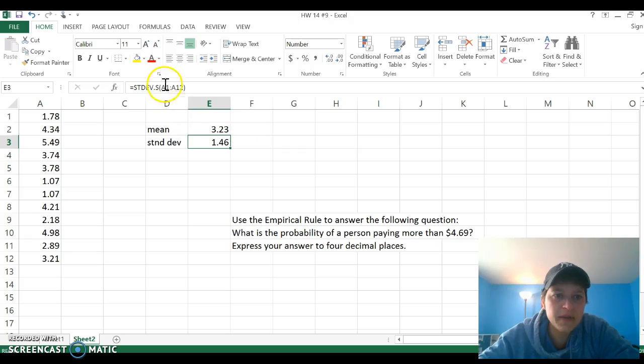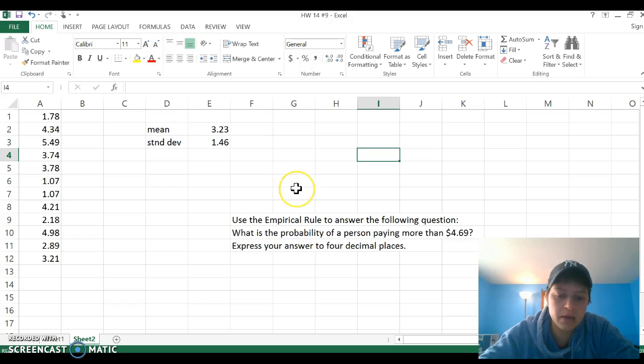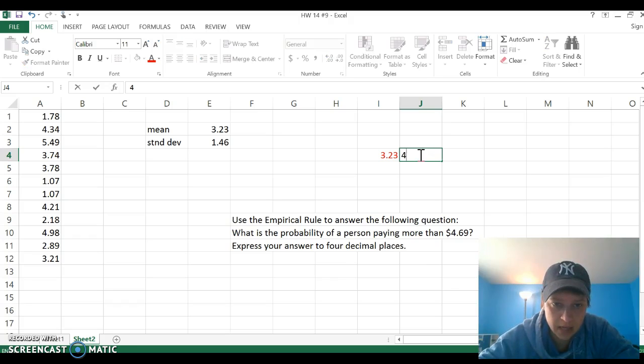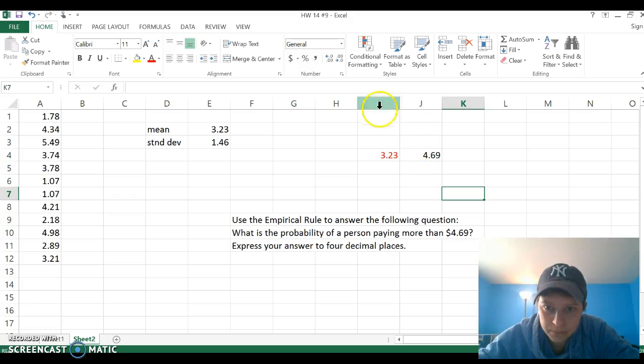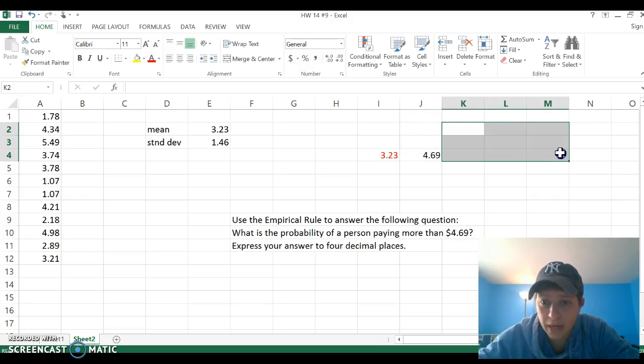Now, if you think about the empirical rule, I'm going to try to do this as best I can here. We know that the mean is in the middle, and that is $3.23. Now, if I go to the right 1 standard deviation, I would add $1.46. So that would be $4.69. So the thing is, what's the probability of a person paying more than that? Okay, well, the percentages, if you draw your vertical line through your mean, we know between 3.23 and 4.69, that is 34%, right? So we're looking at everybody to the right.